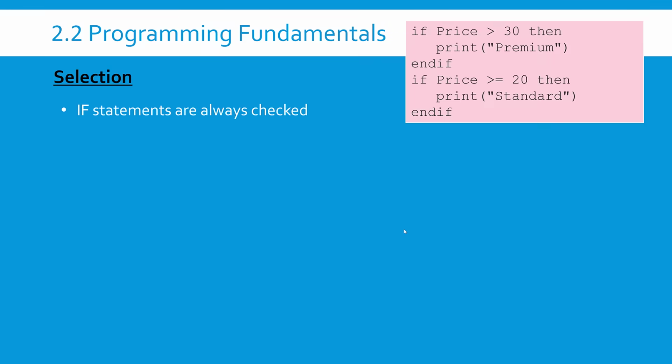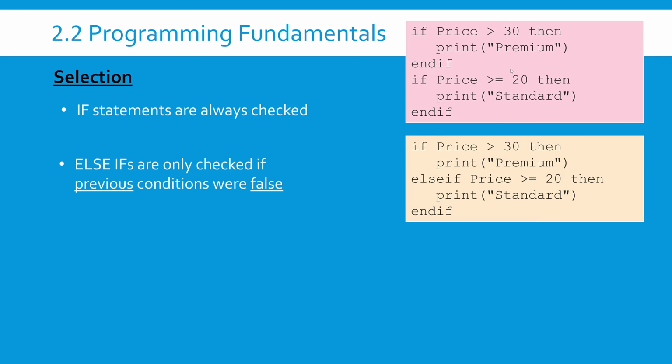So selection, we're thinking if statements most commonly. Now if statements are always checked, and they'll look something like this in the exam reference language. So for example, if price was set to 50 in this example, both premium and standard would get outputted because every if statement is checked. And so because 50 is both bigger than 30 and 20, they would both get run.